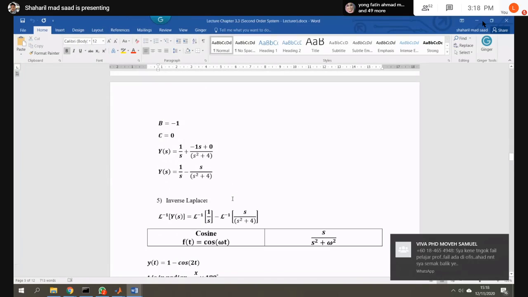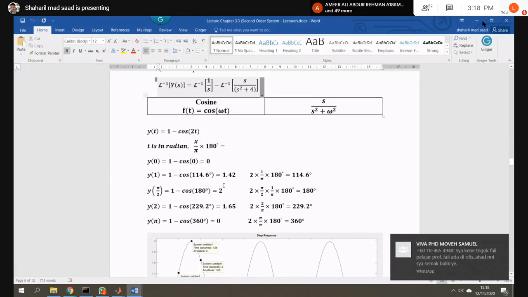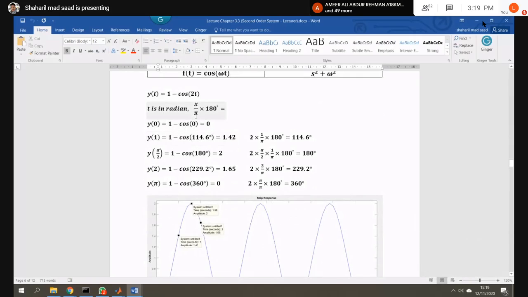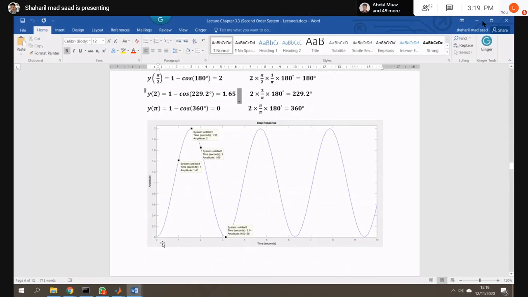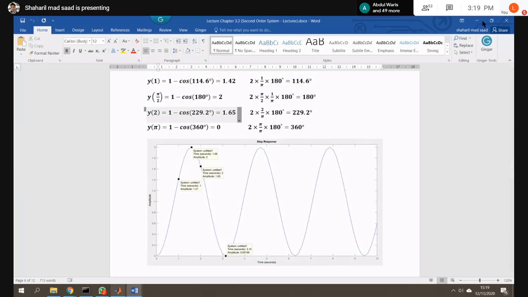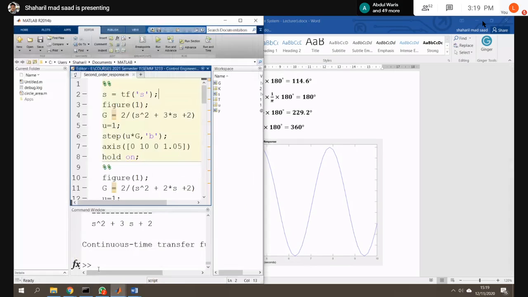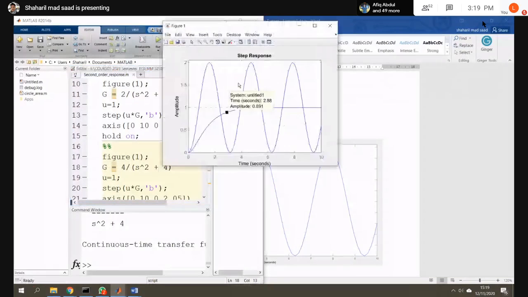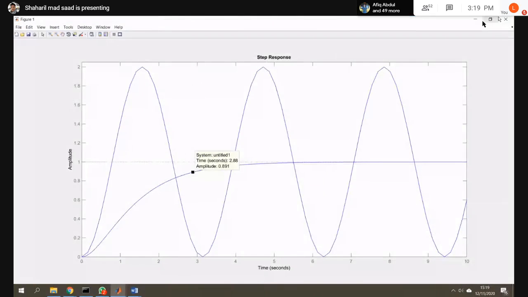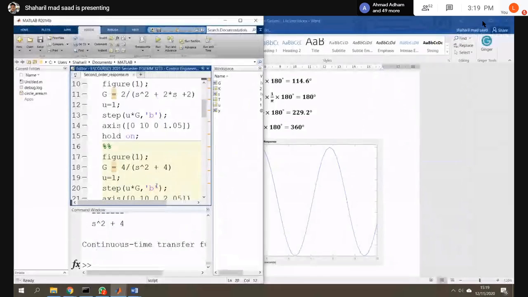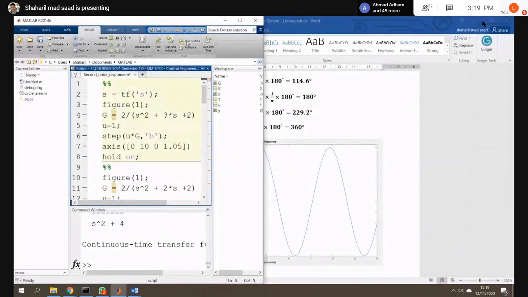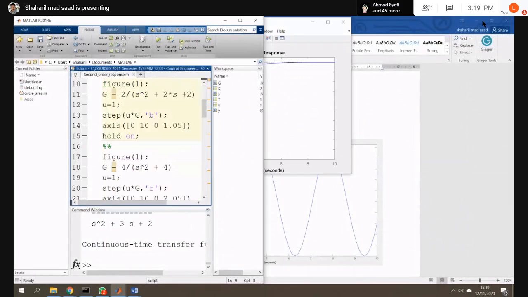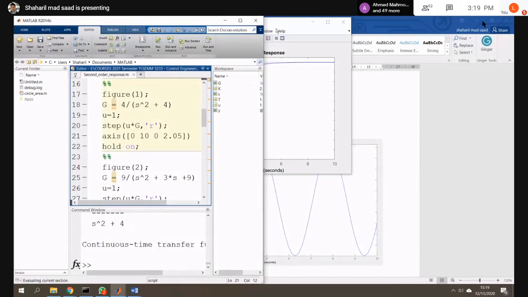And then you solve it and apply it here. You put in radians and cosine and so on, so you will get this kind of graph. You can use MATLAB, for example, with 4 over s squared plus 4s. Let's look at this one: first the blue color, and then the red color.